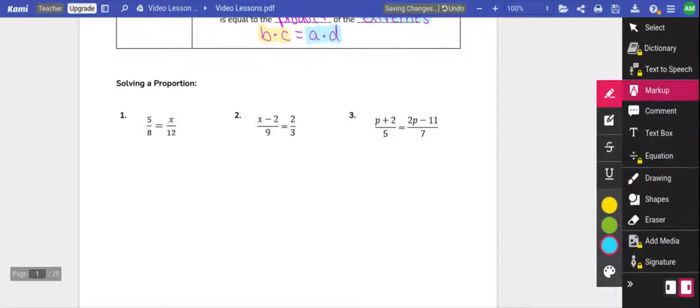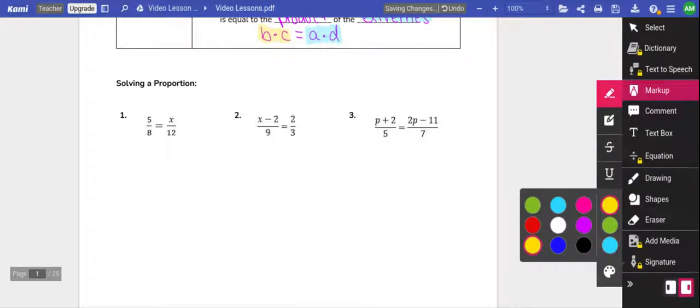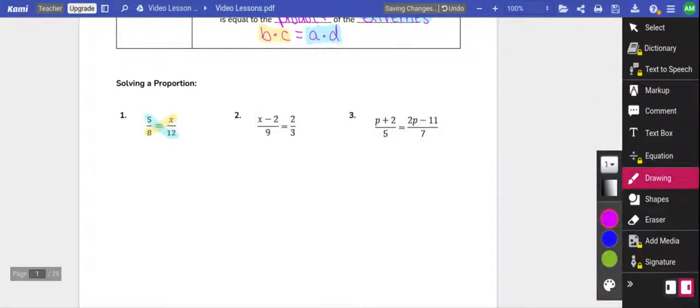So looking at number 1, I'm going to use my highlighting to help me. But if you don't have a highlighter, you can circle your cross products. But we're going to find our means, our two inside numbers, and our extremes. And I'm going to show that those are equal to each other. So I'm going to show that 8 times x is equal to 5 times 12. Well, 8 times x is 8x. 5 times 12 is 60.